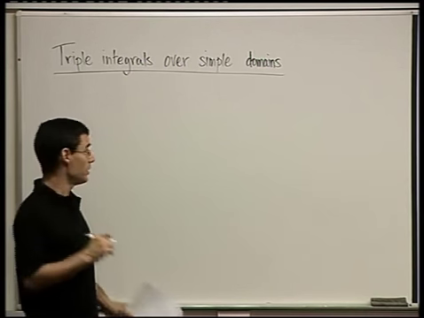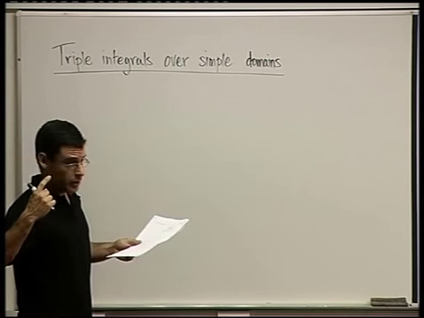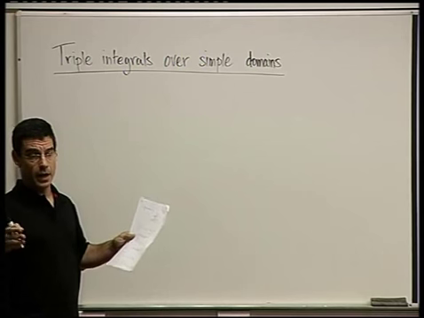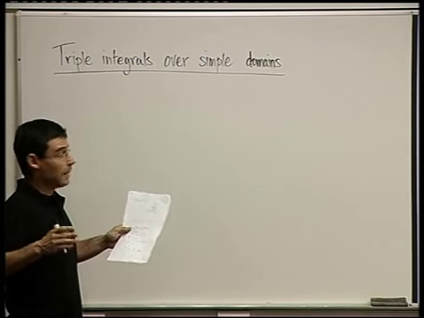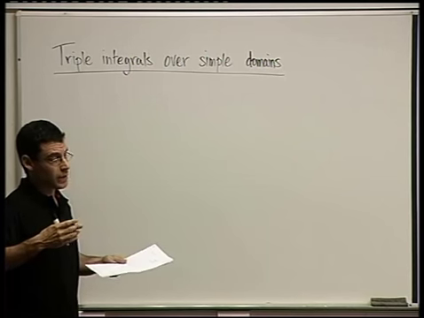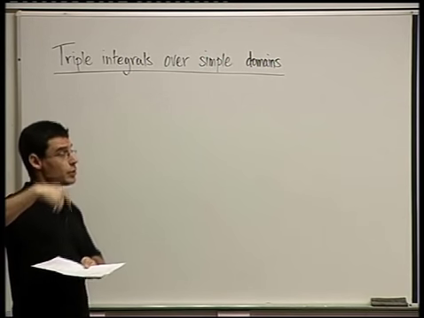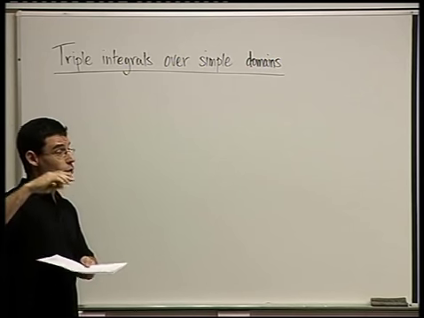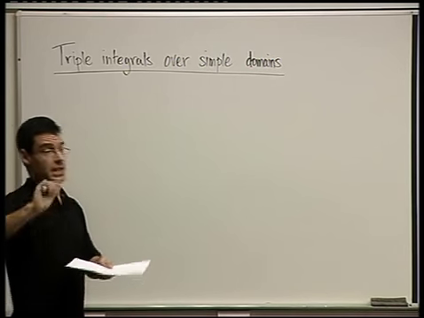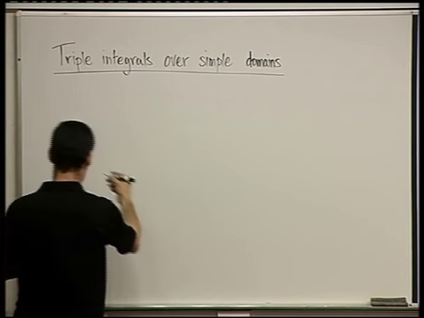So I remind you that a simple domain is a domain in three-dimensional space where one of the coordinates is bounded between two fixed constants, the second coordinate is bounded between two functions of the first coordinate, and then the third coordinate is bounded between two functions of the first and second coordinates. That's a simple domain in R3, and let's do an example.